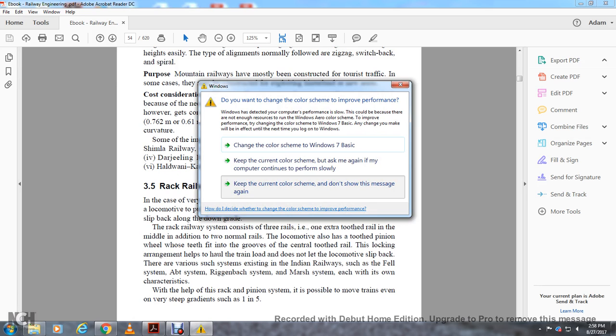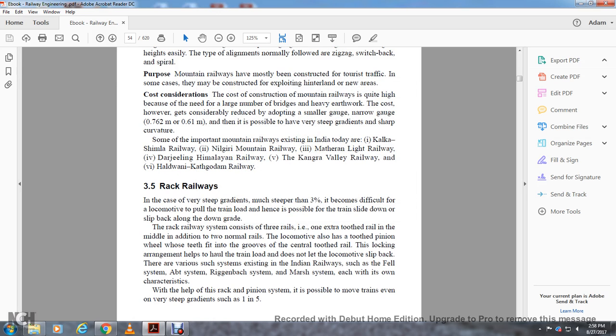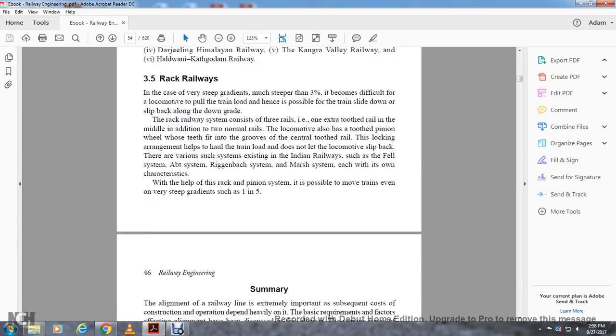Various such systems exist in the Indian Railways, such as the Fell system, the Abt system, the Riggenbach system, and the Marsh system, each with its own characteristics. With the help of this rack and pinion, it is possible to move the train even on very steep gradients such as 1 in 5.